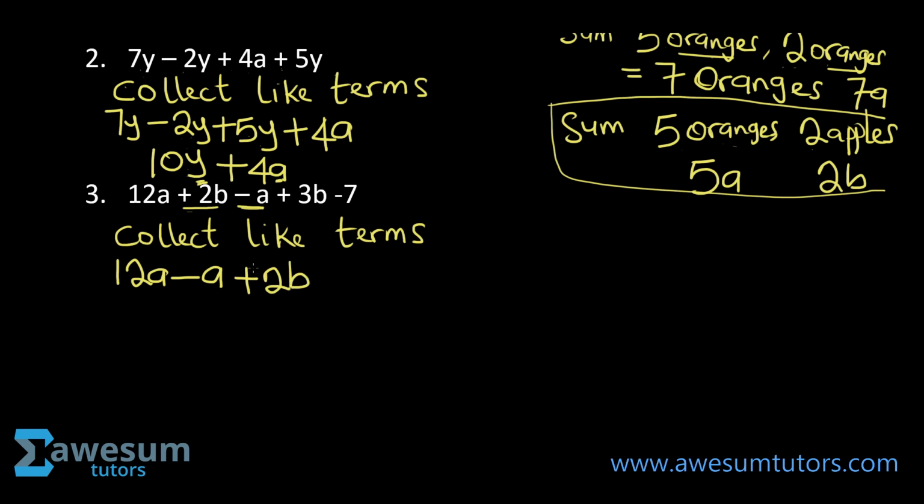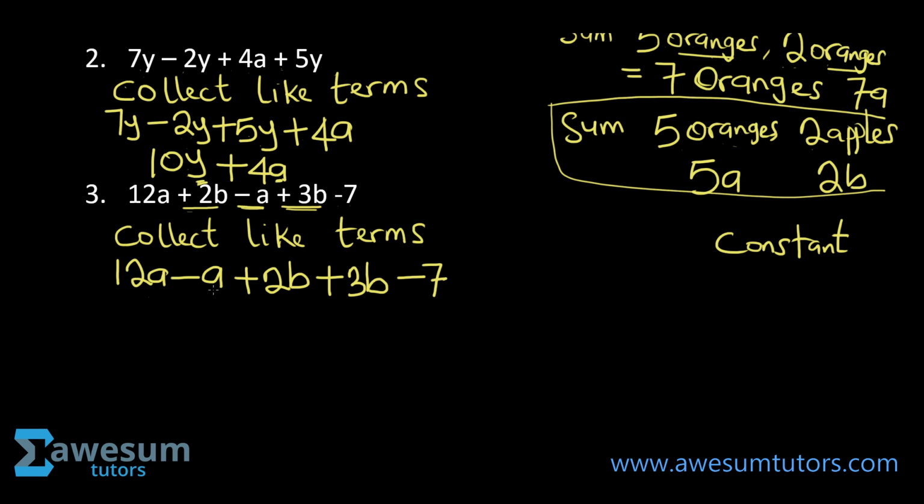Also, is there any other one that has a variable of b? Yes, this is positive 3b right here. I bring it down right here. Is there any other thing that has variable b? No. The next term that we have is negative 7, which does not have a variable. It does not have a letter. Therefore, such a number we call a constant. Okay, now let us simplify this.